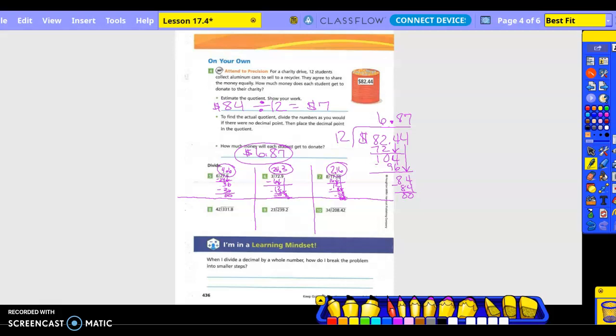All right, next one. We're dividing by a whole number. What do I need to do? Bring the decimal straight up. Okay. 42, does it go into 3? 33? 42 into 331. 7 times. 7 times 2 is? 14. Put the 4, carry the 1. 7 times 4 is 28, plus the 1, right?